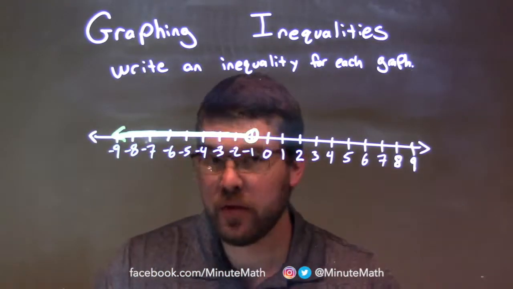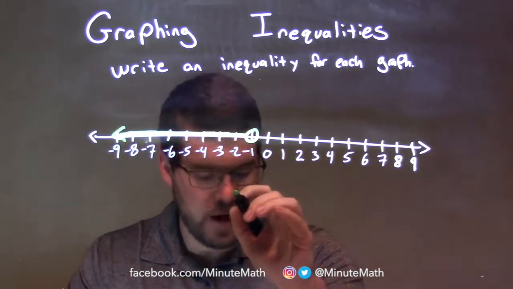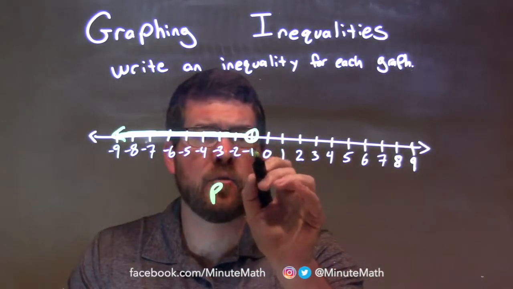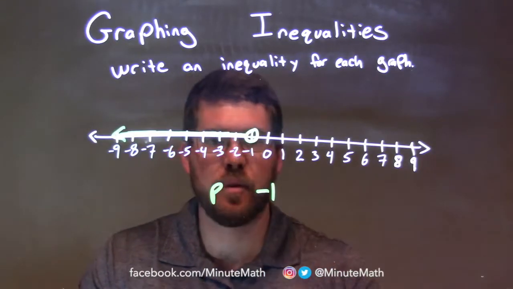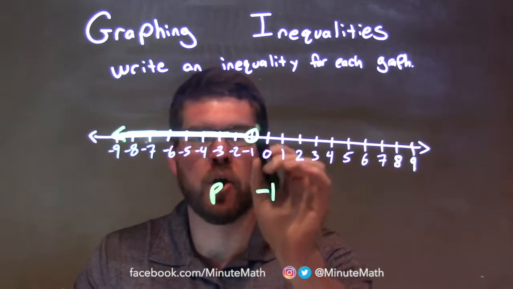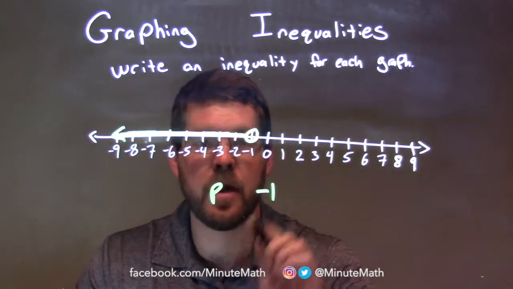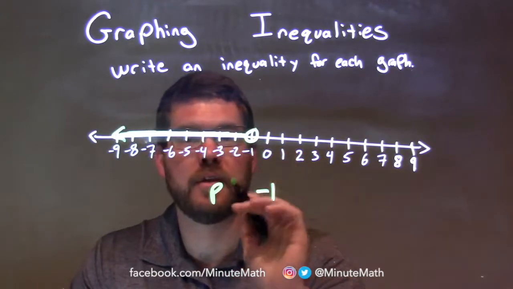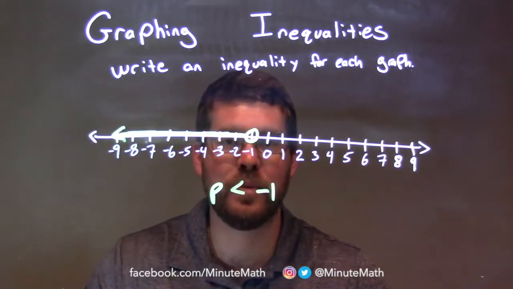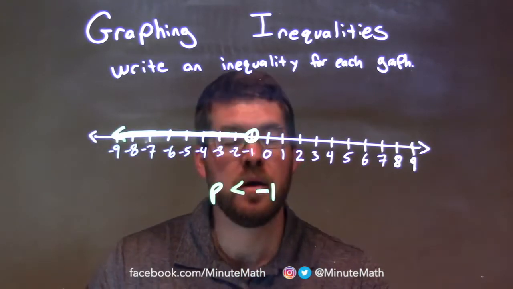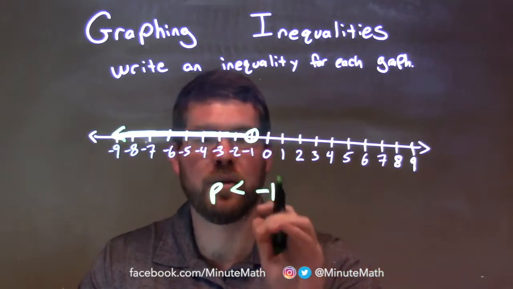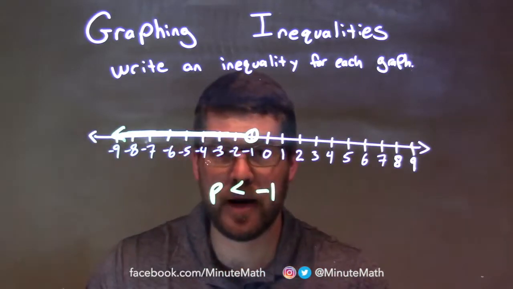So if we're given this graph right here, the first thing I'm going to do is pick a variable, let's pick p. Then we see -1, which is a point of interest. But one thing I noticed is that p cannot equal -1. Our open circle tells us that it's not equal to. And then we shade it to the left. Since we shade it to the left, it's just a less than sign, but we do not put the bar underneath it because p is not equal to -1. And so now we have a graph and the inequality it represents, and we have them paired up.